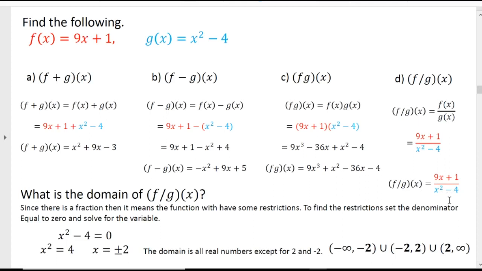So that means that we're going to have a restriction. To find those restrictions, we set our denominator, x squared minus 4, equal to 0. Solve for x, so x squared equals 4. So we end up with x equals positive 2 and negative 2. So these numbers that we just solved for cannot be part of our domain. So we need to not include them. So the domain is all real numbers except for 2 and -2. In interval notation, we would end up with -infinity to -2, union -2 to 2, union 2 to infinity.